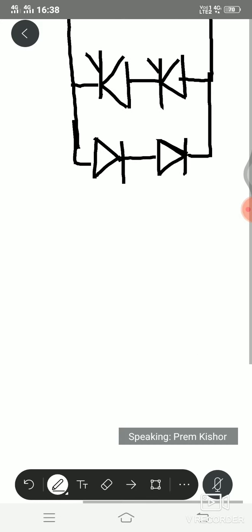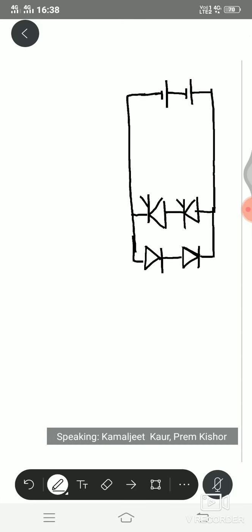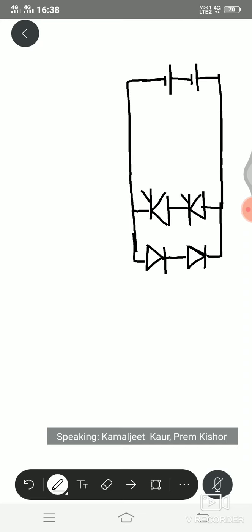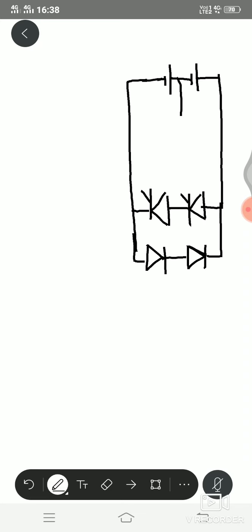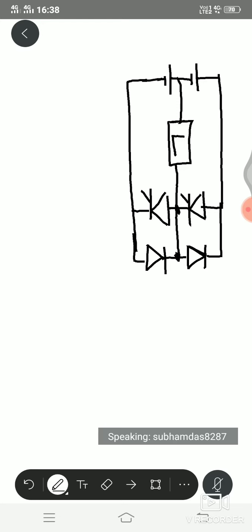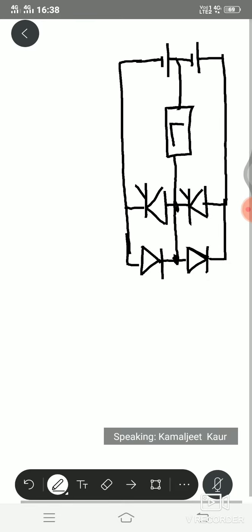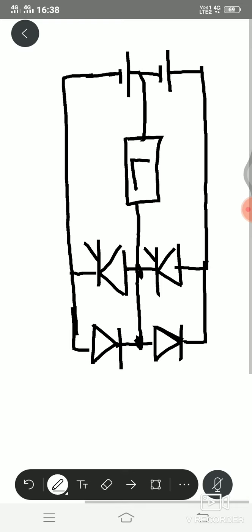So note down the circuit diagram simultaneously. See, I have written L. So L means load. Load can have any combination. That is why I have shown it in the form of a box. Note down the polarity.